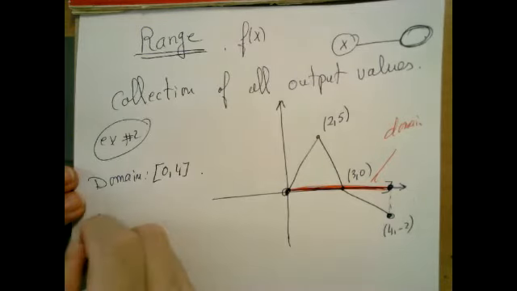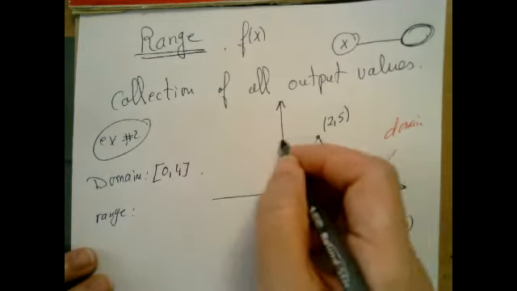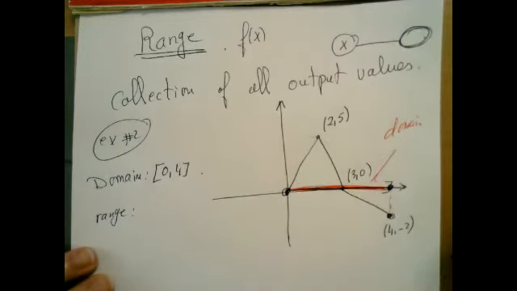What's the range? The output values. So let me ask you a very simple question. Let me call them y. Is y equal to 3 in the range? It means, is it an output value? It means, can you find an input whose output is 3? Yes. What do you think?